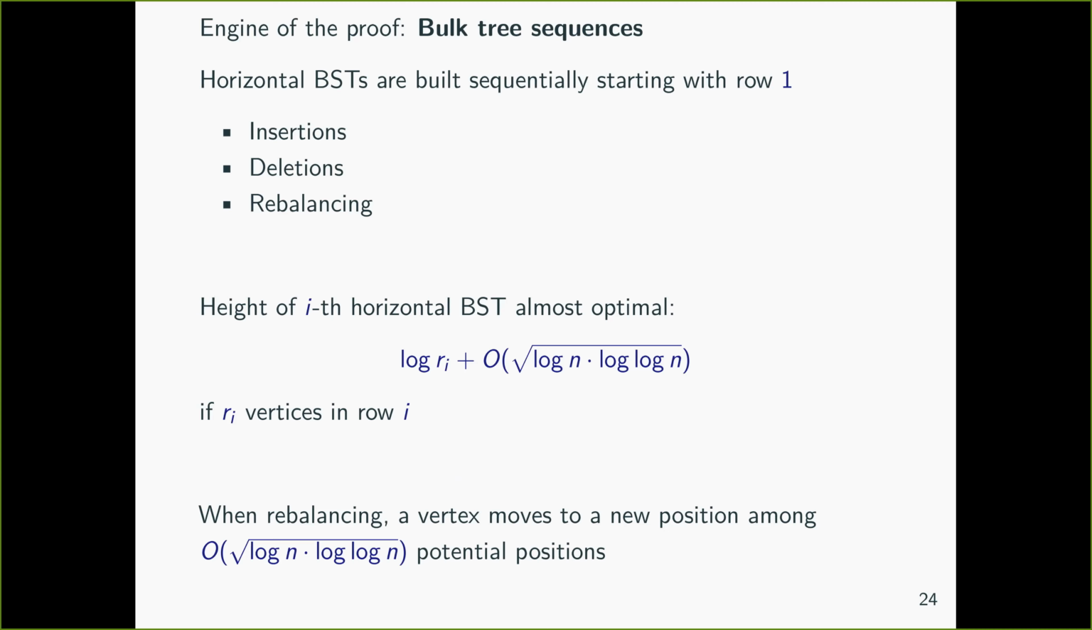So they start at row 1. They encode some of the elements that we use in row 1, then they go to row 2, some elements disappear, we delete them from the BST, some elements appear, we put them in the BST, and then we rebalance to keep small height. More precisely, we want the height to be log in base 2 of the number of elements in row R_i, plus something which is much smaller than log n at most. And when we rebalance, we want that a vertex cannot move all over the way in our BST. We can control how it moves.